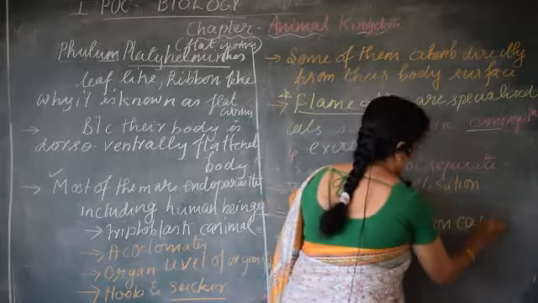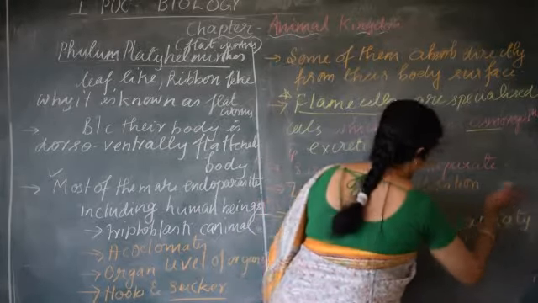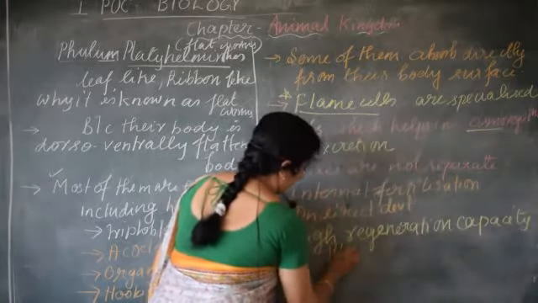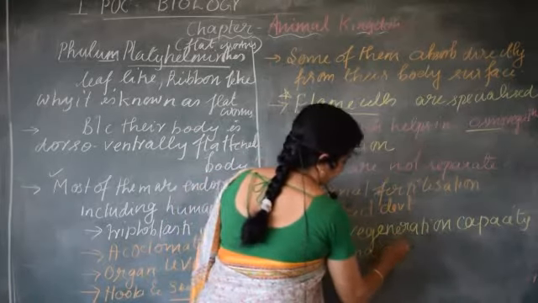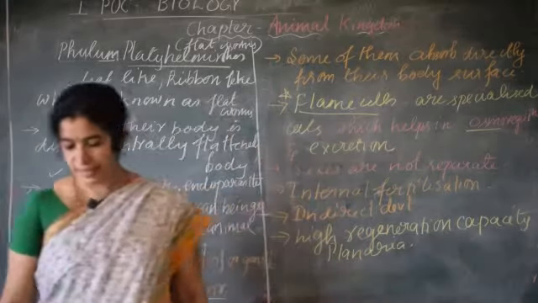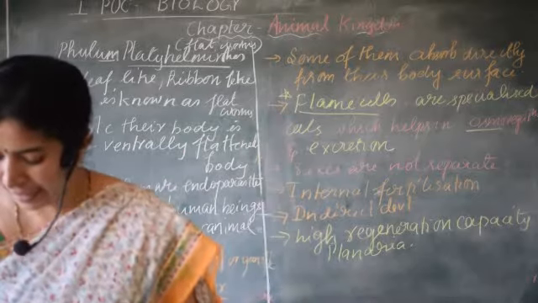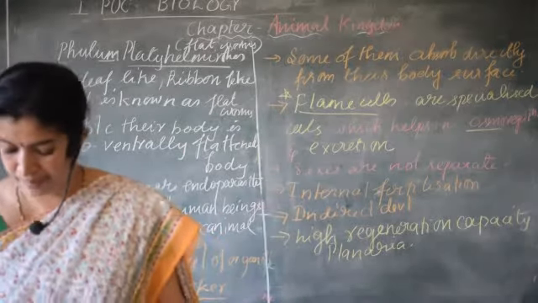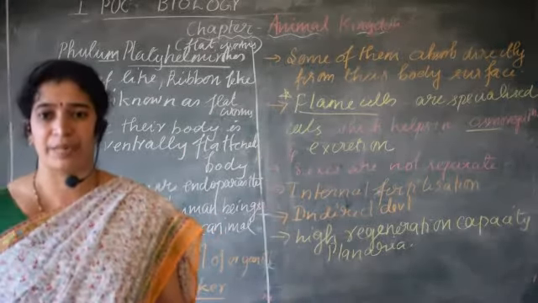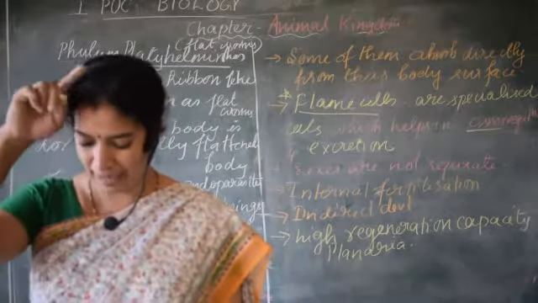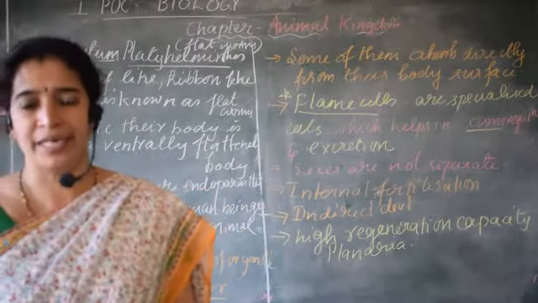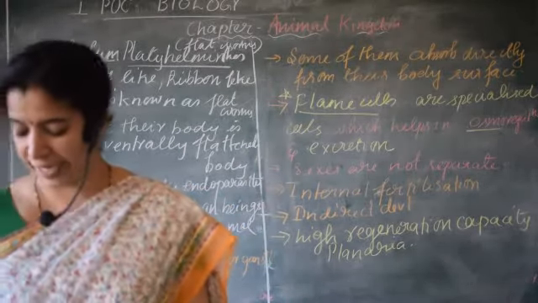An example in which you can see high regeneration capacity is planaria. Then the next feature is parasitic adaptations. Let me tell you about some of the important parasitic adaptations. So, three features you must write down.